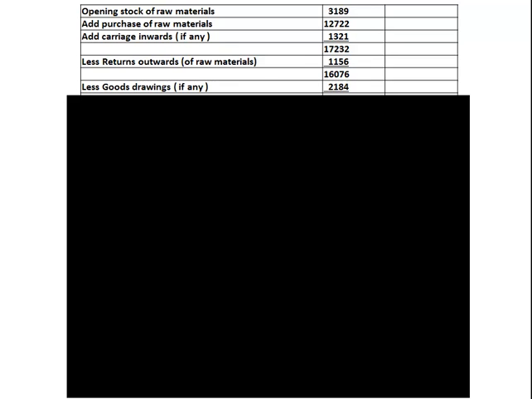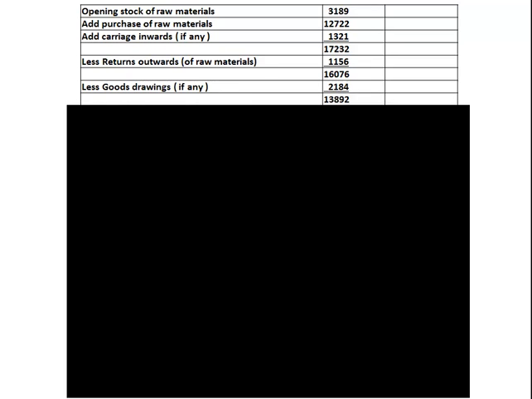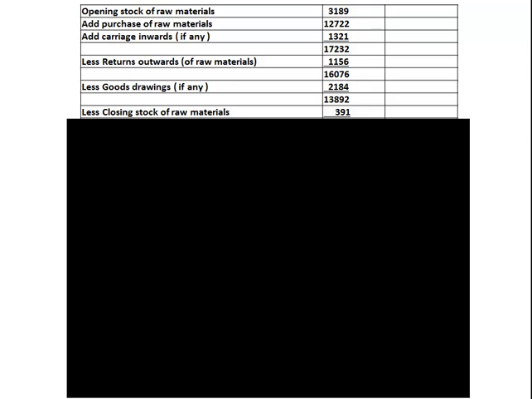So they have to be classified and have to be accounted for. So sometimes items that have been received into the stores are used for other purposes. So we have to take them out, call them drawings, which gives us the net sum of the raw materials used as 13,892. Now take away the closing stock. In this case, the closing stock, the storekeepers report, is 391.